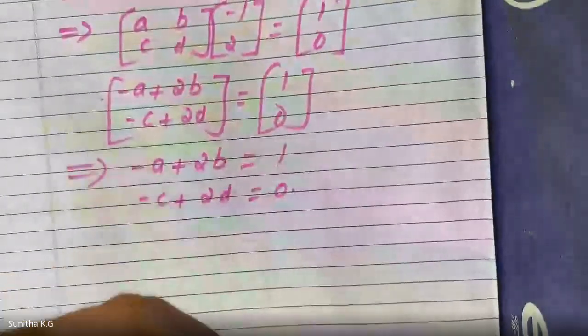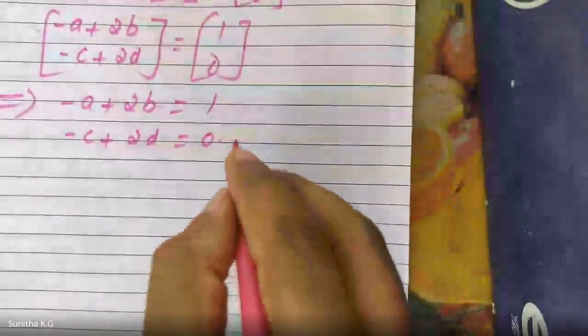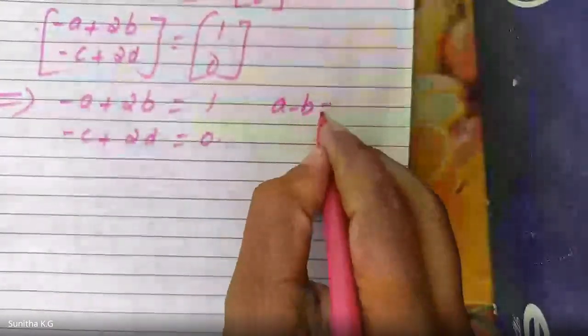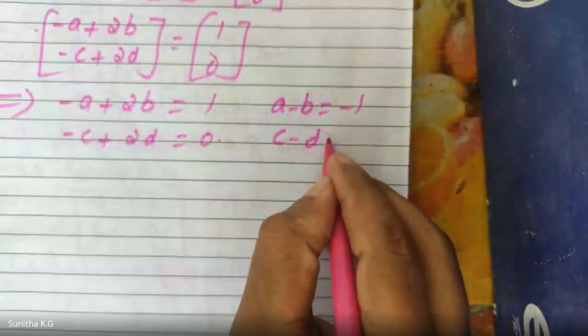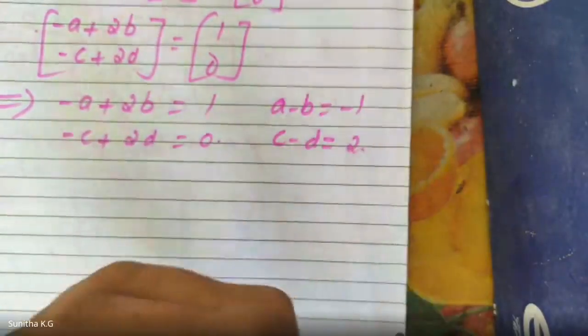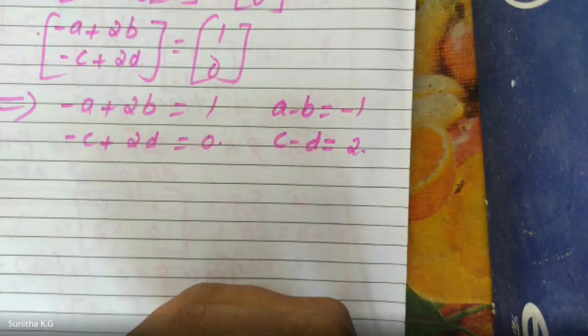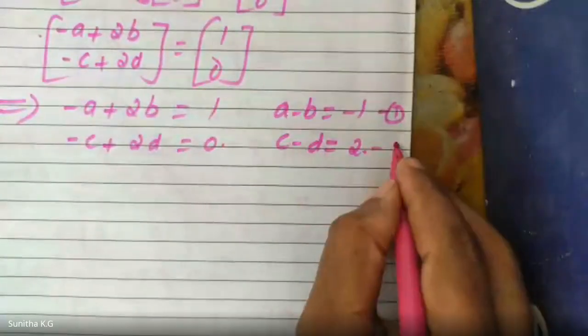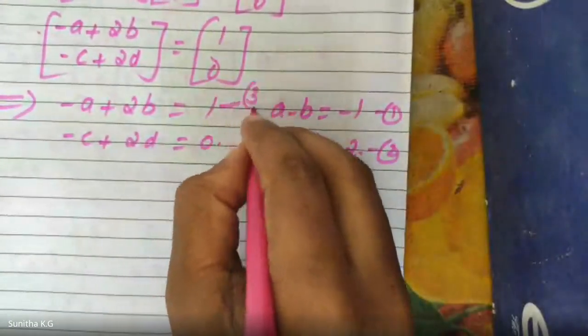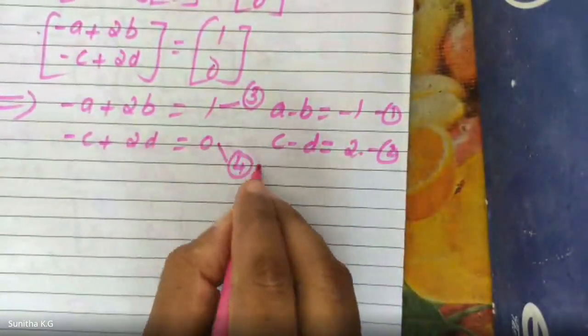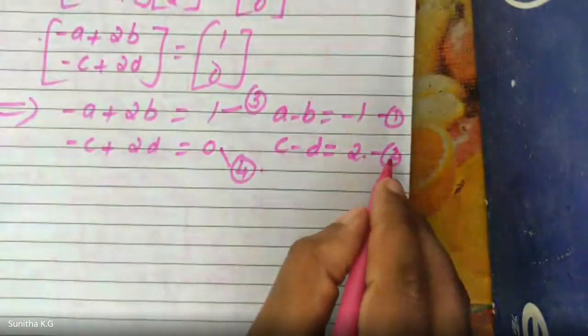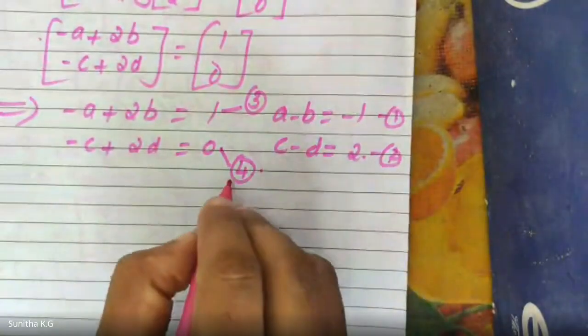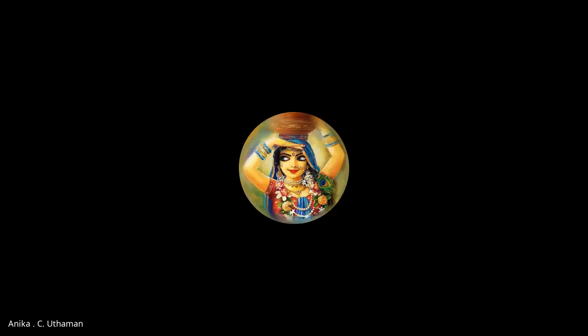So what are the conditions that we got in the first case? A minus B equal to minus 1 and C minus D equal to 2. This is equation 1, this is equation 2, this is equation 3 and this is equation 4. To obtain the values of A and B, what do we have to do? Add equation 1 and 3.